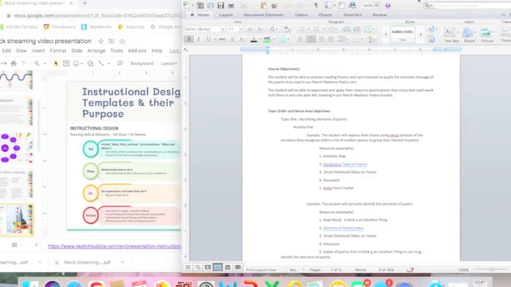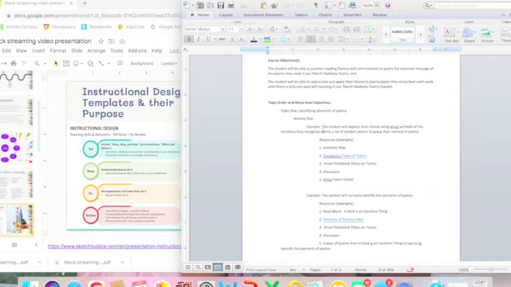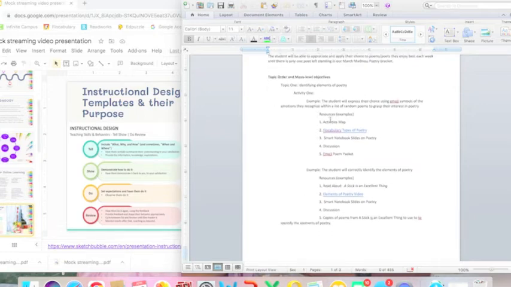Here, it's clearly the students knew the objectives of what was expected of them. They had to first identify their elements of poetry to introduce to them what we're really looking for in the poems that we're going to be reading. And I used all different kinds of online platforms here, such as Flocabulary, videos, the activity map that I presented to them, the Smart Notebook slides.